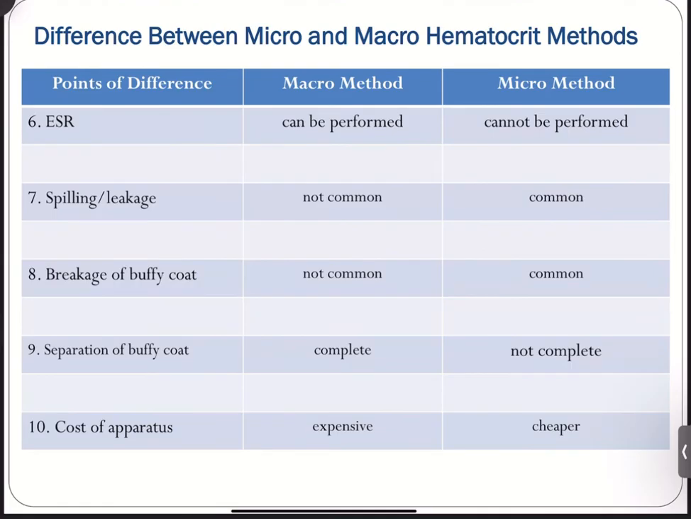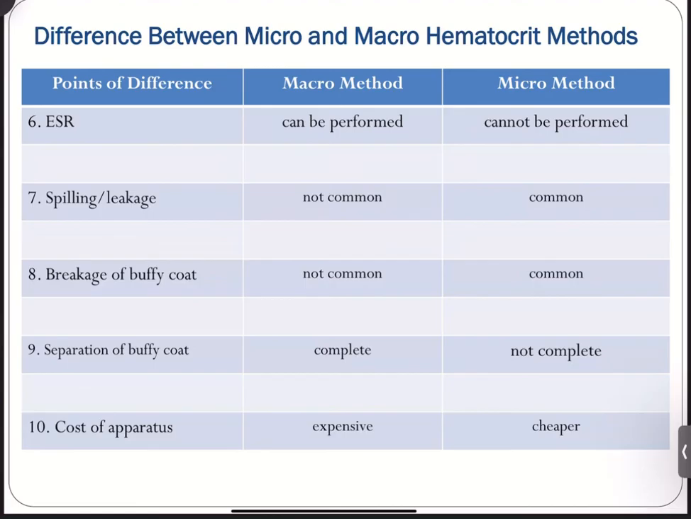Okay? Spilling and leakage are not common in the macro method. Why? The glass is thicker. The glass being used in the tubes is thicker, unlike the micro method, so spillage and leakage are not common in the macro method.